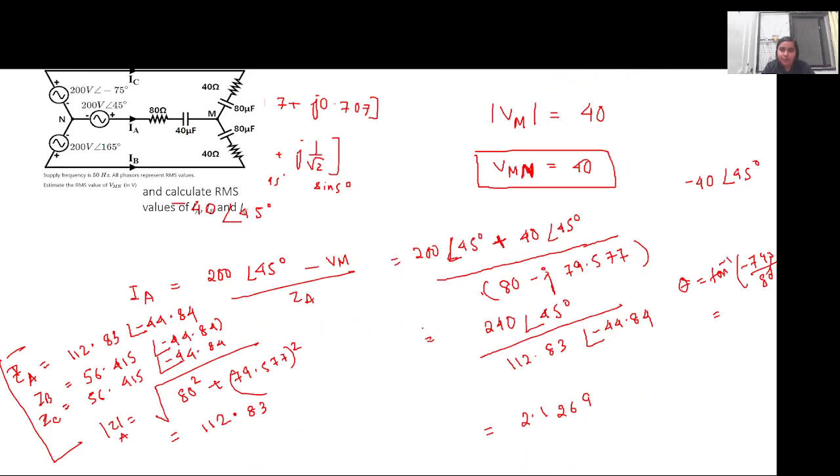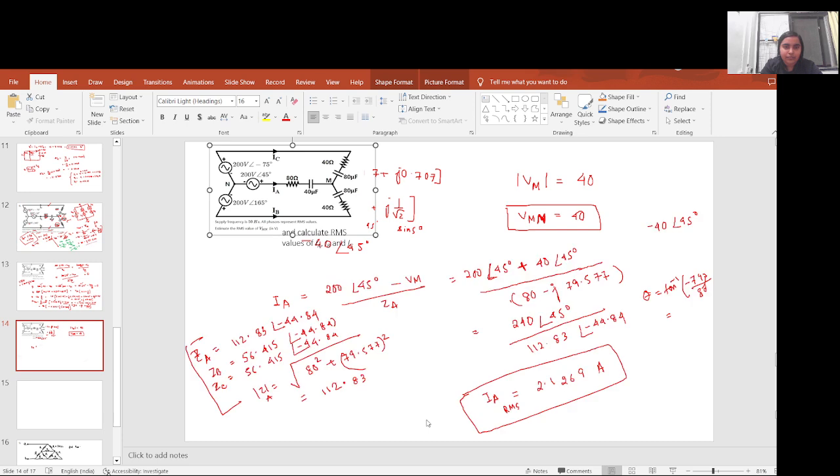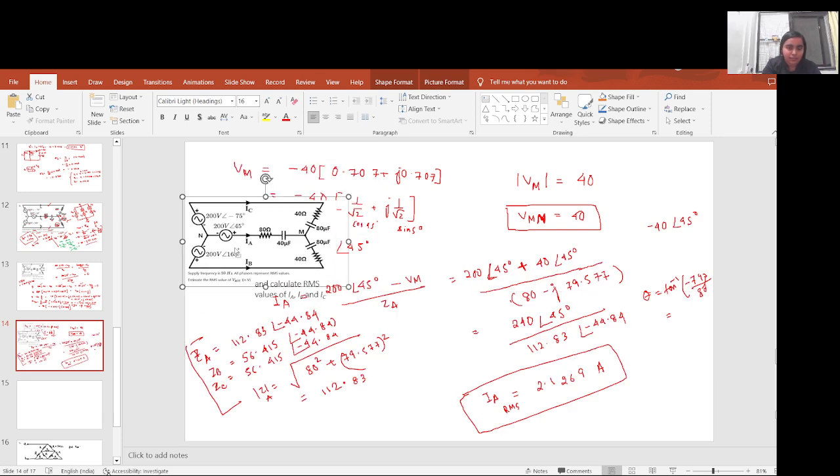asked. So the RMS value of IA is equal to 21.269 ampere. This will be the answer of IA. Now similarly IB also you can calculate. So let's take this.